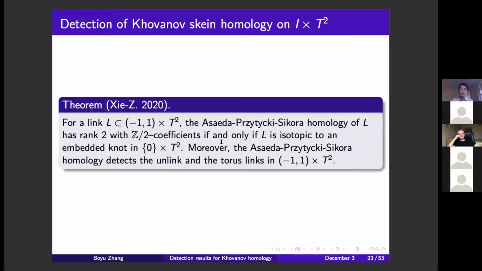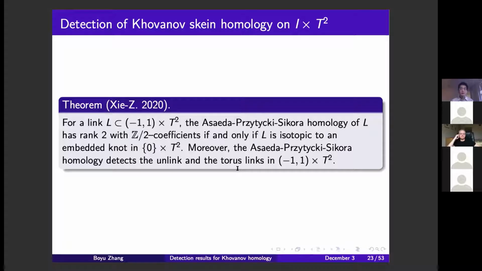And in the case where the surface is a torus, we obtained another detection property for the Khovanov-Sky homology and concluded that in this case, the Khovanov-Sky homology distinguishes the unknot, the unlink, and also the torus links.